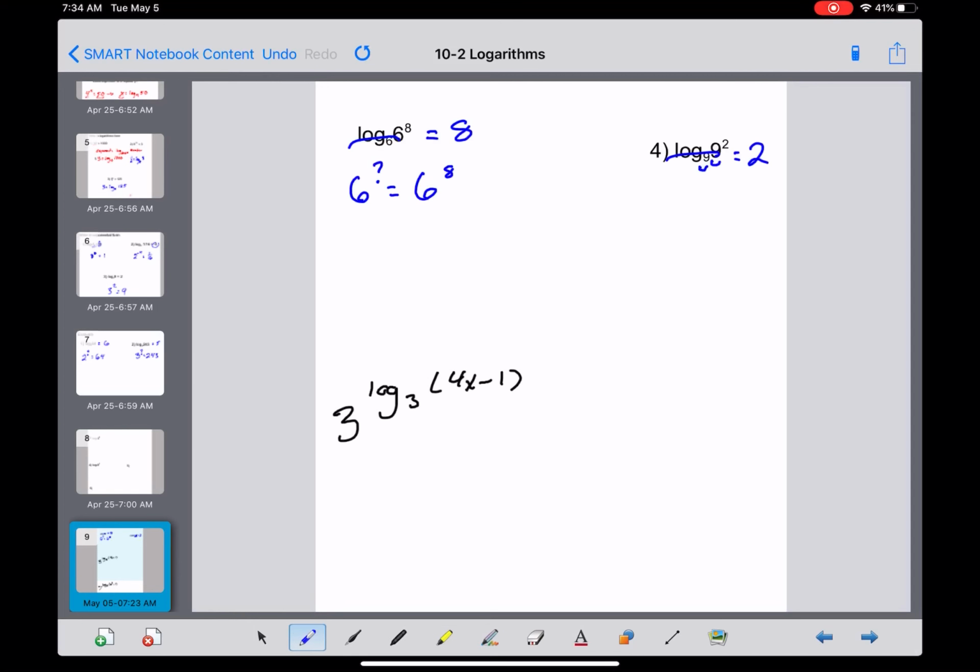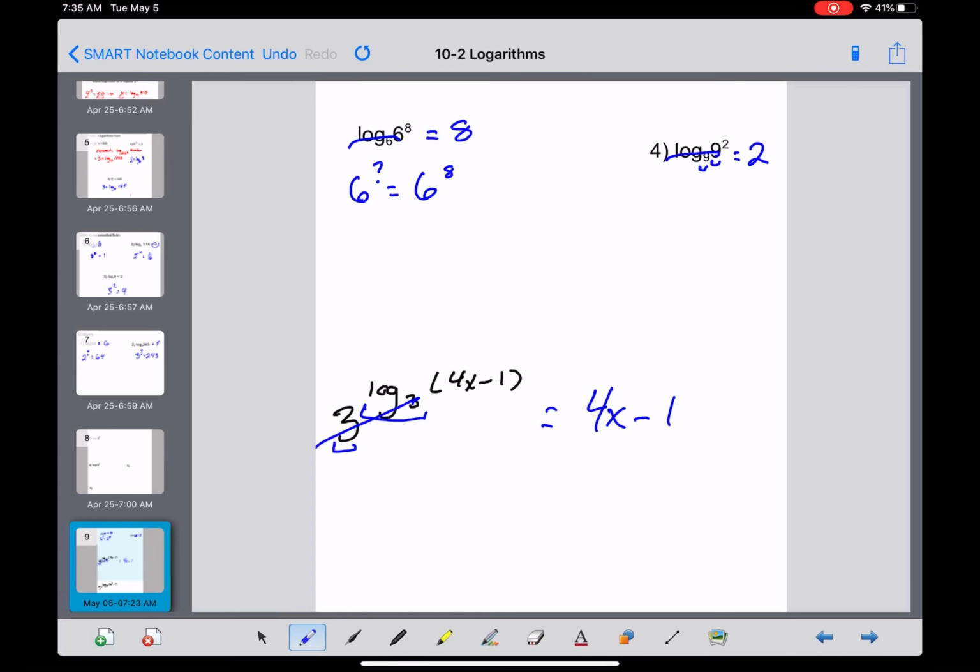It also works the other way around. In this problem, I have an exponential expression with a base of 3, and then the exponent is a log with a base of 3. Well, anytime we see an exponent and a log with the same base, those are just going to cancel each other out. So this expression that looked kind of complicated, 3 to the power log base 3 of 4x minus 1, well, that's just going to simplify to 4x minus 1, because the exponent and the log had the same base.